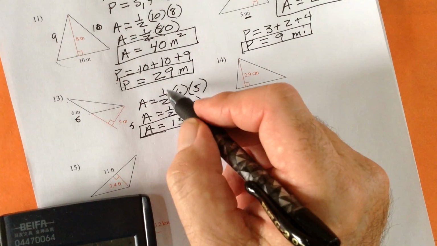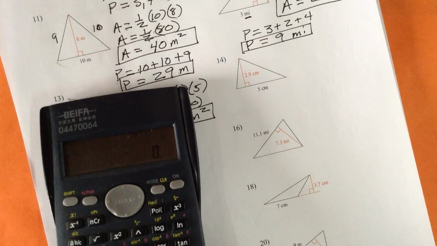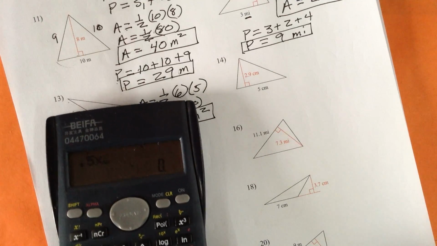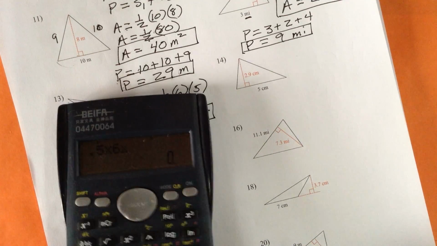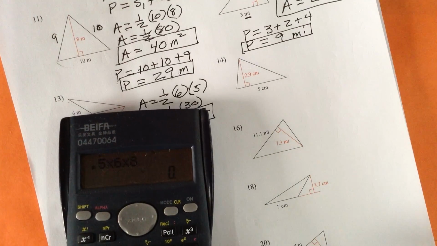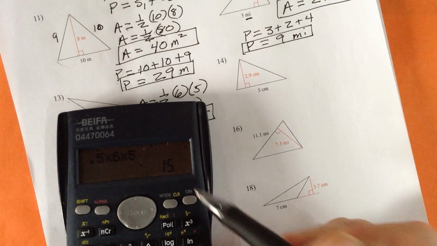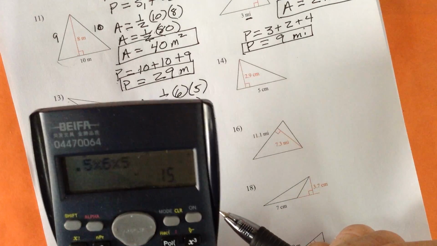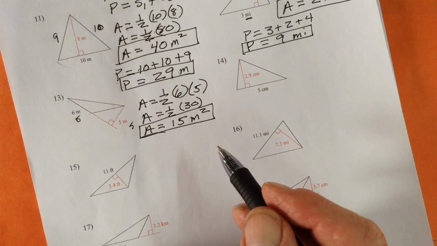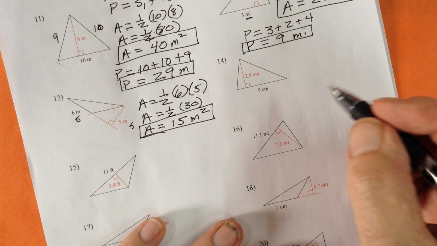Because 1/2 is the same as 0.5, I can go 0.5 times 6 times 5, and it'll come out to 15. Again, I can't see if it shows up on there, but it does. Try it on calculators, and again, find what works for you.